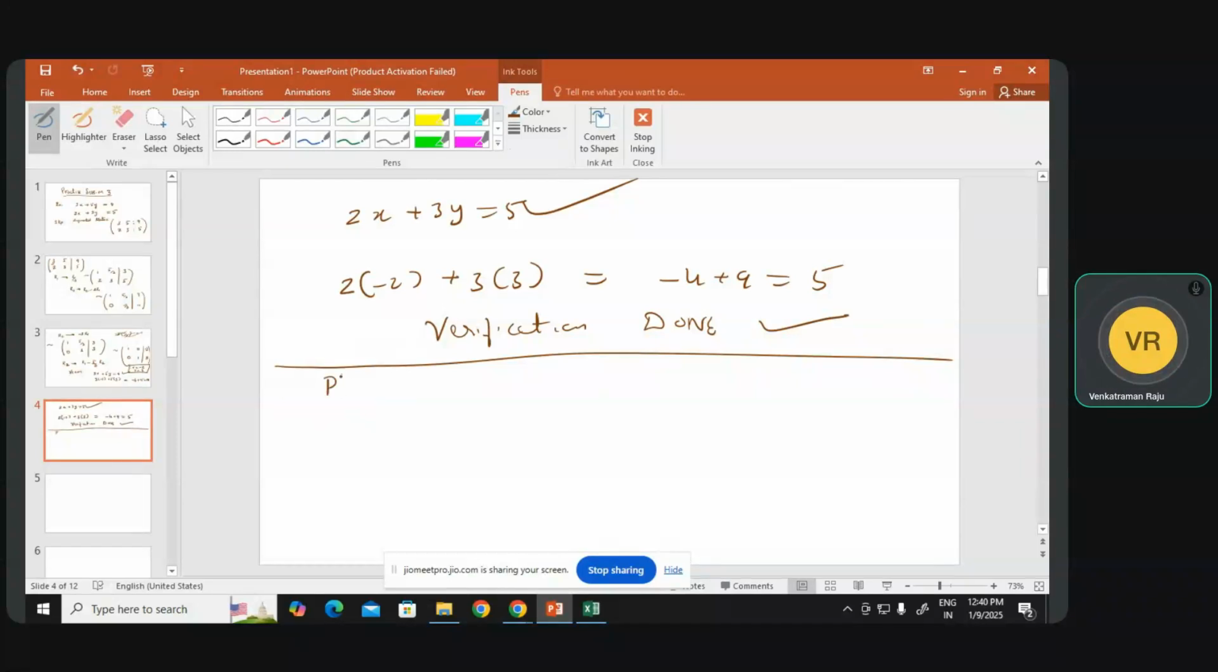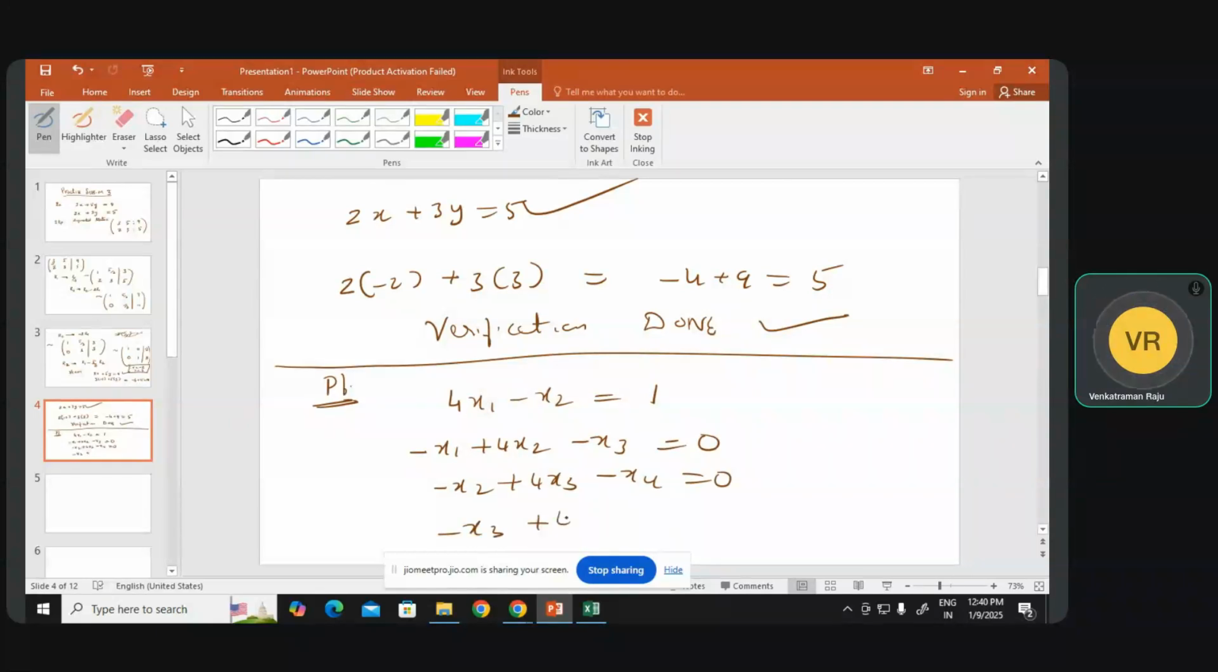So if you follow it properly and make a code, even if there are 100 equations with 100 variables, the computer can still generate the solution. Of course, humanly it is tiresome, but the computer can do it. So here's a problem. Let's say we have 4x1 minus x2 is equal to 1, minus x1 plus 4x2 minus x3 is equal to 0, minus x2 plus 4x3 minus x4 equal to 0, minus x3 plus 4x4 is equal to 0. Look at this.